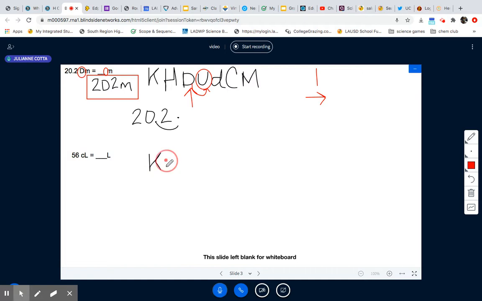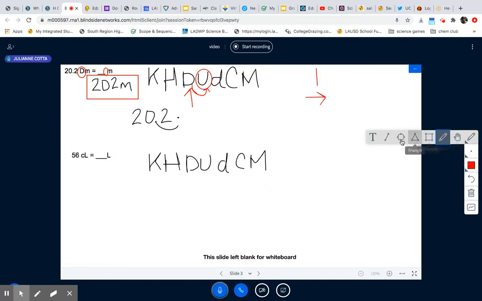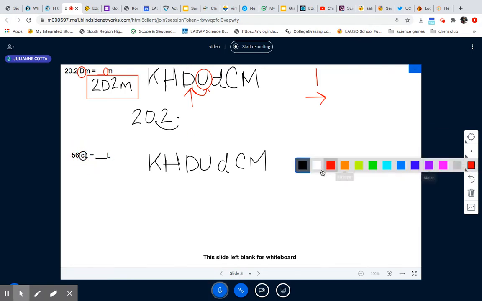King Henry doesn't usually drink chocolate milk. Okay, and now I want to look at what my letters are for the prefix. So I have a C in front. Let me change the color on that. Okay, so I have a C in front there. So that's where I want to make my arrow. So I'm starting at C.